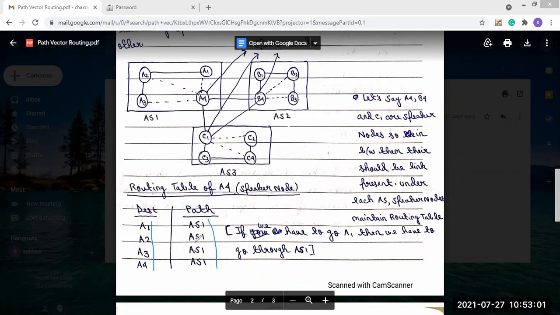A1 is present in AS1, A2 is also present in AS1, A3 is also present in AS1, and A4 is also present in AS1. So we write autonomous system one in the path for all of these nodes. Same as that, if we consider the speaker node of another autonomous system, B4, then we will write B1, B2, B3, B4, all the nodes, and in the path we will write autonomous system two.